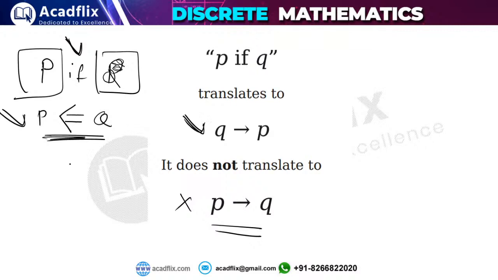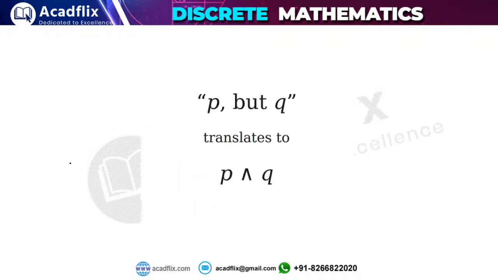Anyway, if anyone has any doubt, then you can ask. Else, let me tell you a few more things. In English, whenever we write and, or we write but, these kinds of English words will mean conjunction in our propositional logic. Remember, these are the English words.